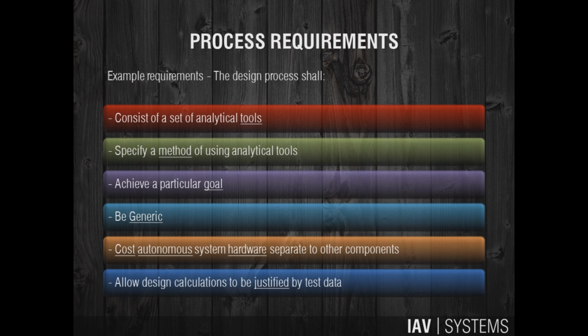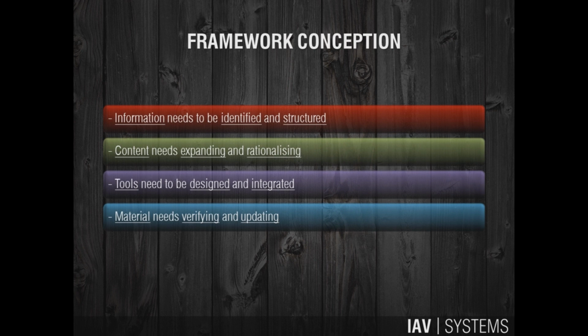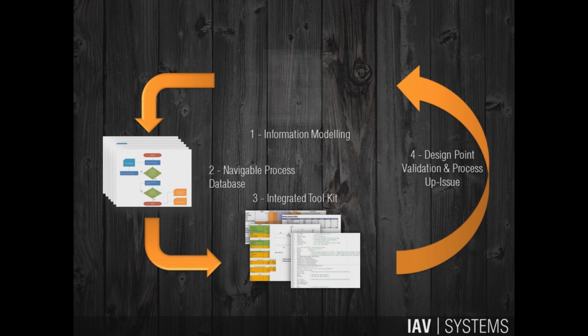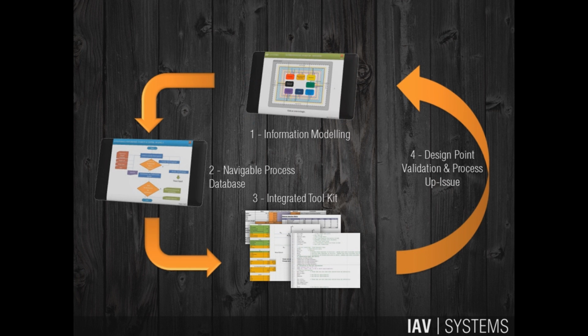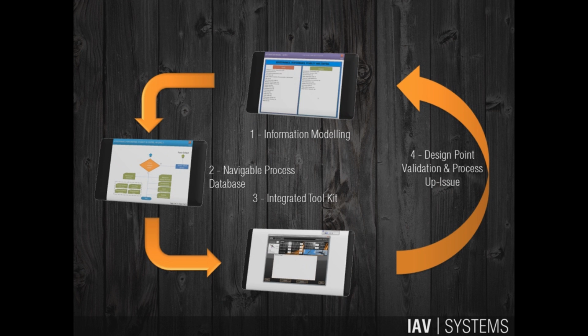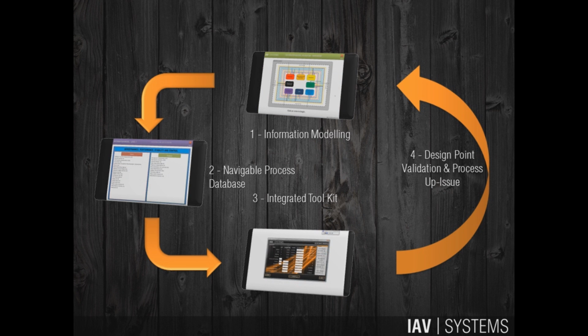The first step in process creation is to list and categorize the process requirements for particular tools, methods, or goals. Once the process requirements are understood and interpreted, we can then conceive the process framework. The resulting self-updating 4-point process uses information modeling as a tool to produce a navigable design process database. Processes are then executed by use of the integrated toolkit, and the resulting feedback from the design solution drives process updates to iteratively improve the design algorithms. We now explore this system in greater detail.